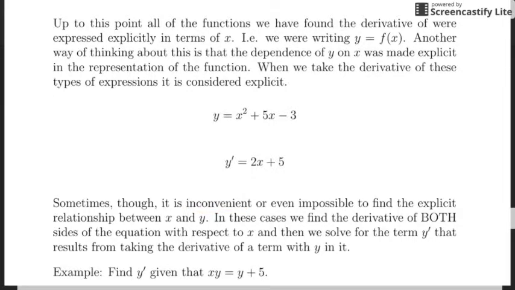Now, sometimes it's inconvenient, and that is a consideration. You might look at that and say, come on, it's inconvenient, but you can still do it. But sometimes it's inconvenient to the point of being really awkward, or sometimes it's even impossible to find the explicit relationship between x and y. Now, that is going to come across as a little new to a number of you because up to this point, that really hasn't been the case.